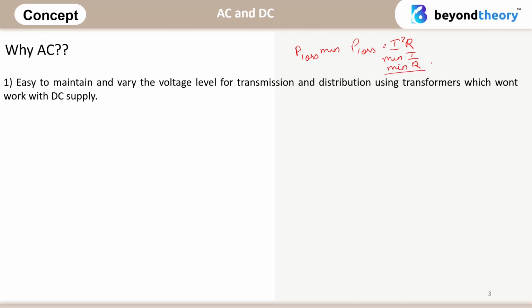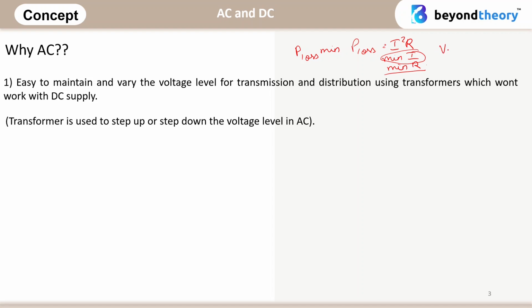A low resistance would imply thicker wires because it demands a greater cross-sectional area. So that is not an option. Thus, we are left with the only other option, which is to reduce the current. Now, reducing the current would mean stepping up the voltage. Now, AC is a good solution to this problem.